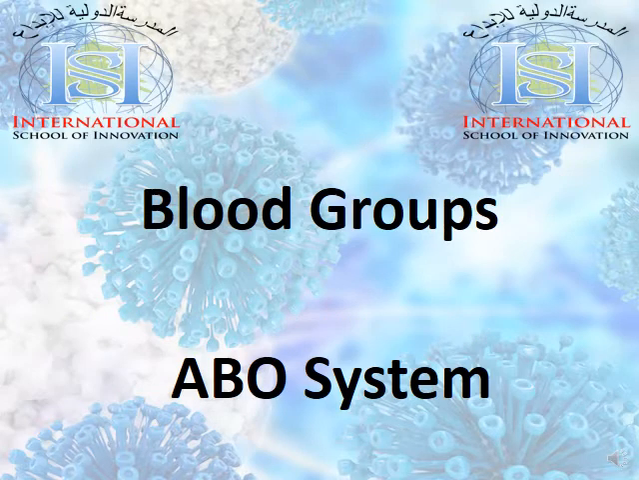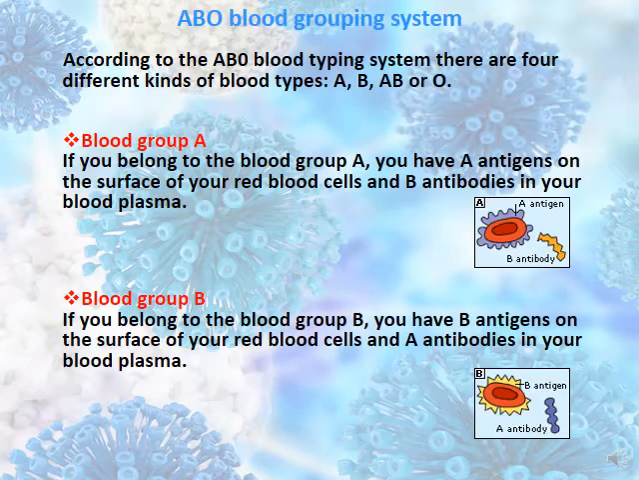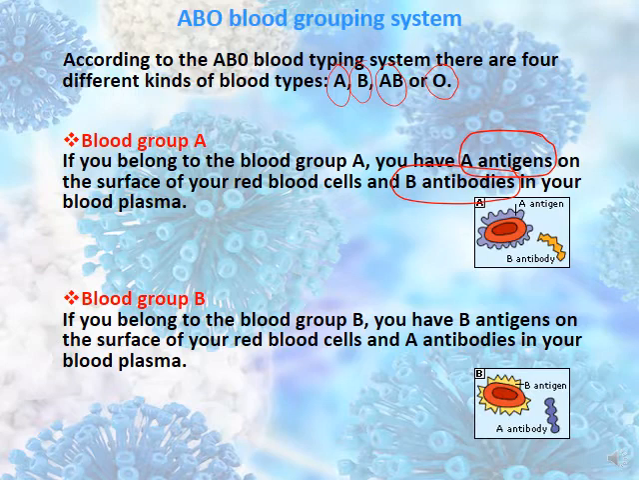Now, let's start with the blood groups, or what's called the ABO system. According to the ABO blood grouping, there are 4 different kinds. We have blood group A, blood group B, blood group AB, and blood group O. If you have blood group A, you have antigen A and you have antibody B in your blood plasma. So if you belong to blood group A, you have antigen A on the surface of your red blood cells and you have antibody B.